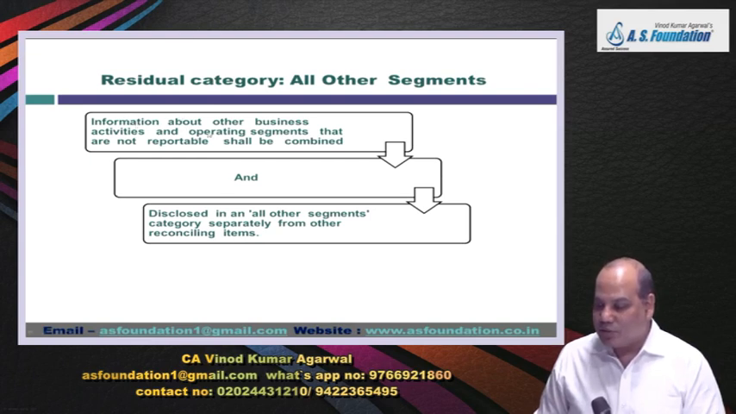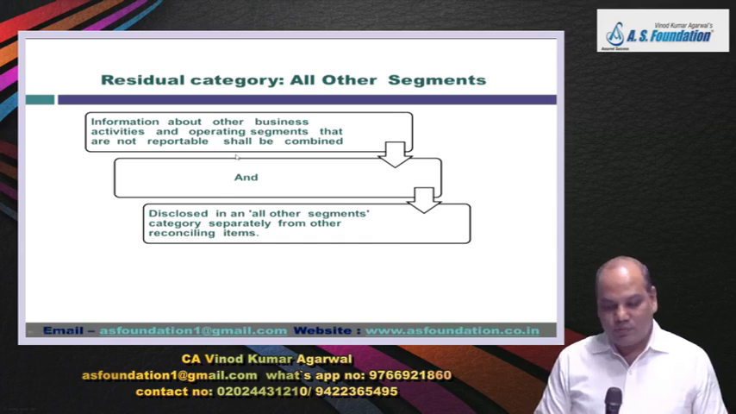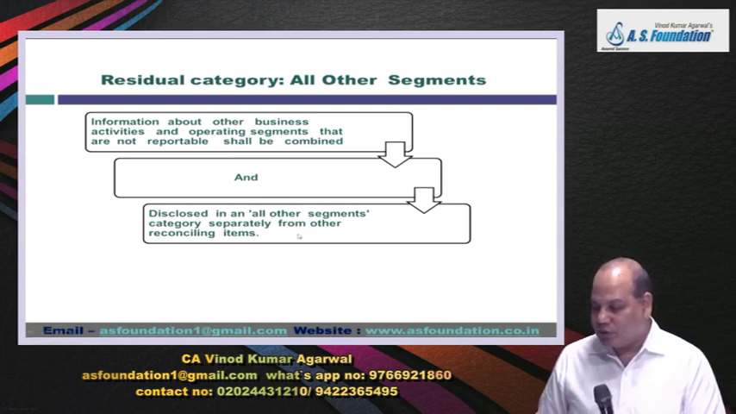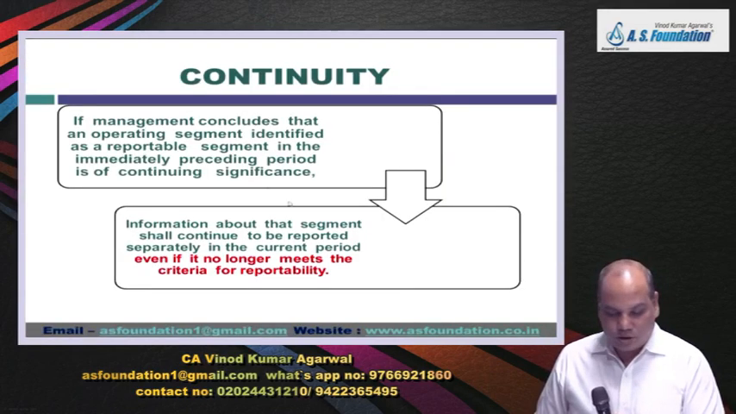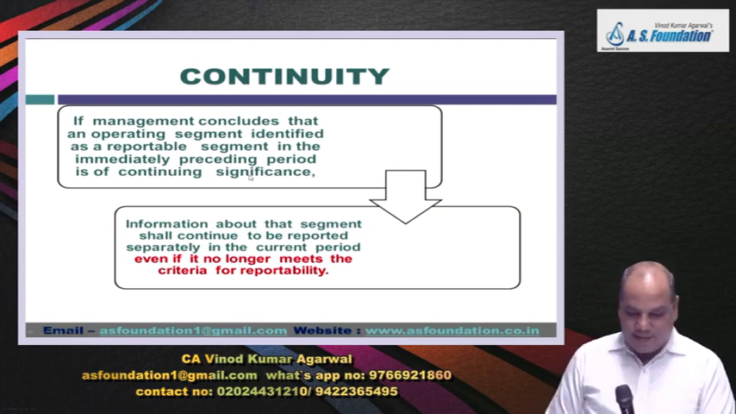Information about other business activities and operating segments that are not reportable. So all these minor, small segments will be disclosed together under one heading called all other segments, separately from other reconciling items. And then one paragraph, 2.3 tick mark, is called continuity.